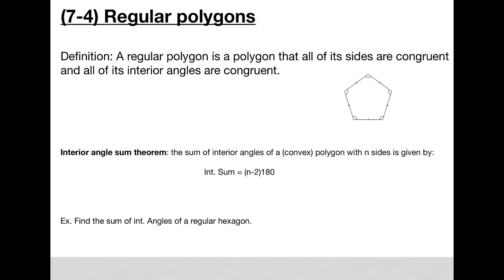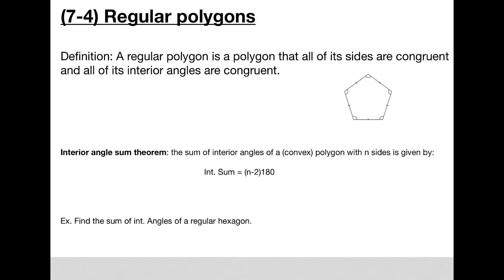Next thing we have about regular polygons is the interior angle sum theorem. It says if you add the interior angles of a polygon, which has to be convex, so the polygon is convex, in particular regular polygons are always convex. So if you add all the interior angles of a convex polygon which has n sides, the answer is given by this formula, n minus 2 times 180. That's the interior angle sum formula, which you had even in grade 9. So let's see some examples.